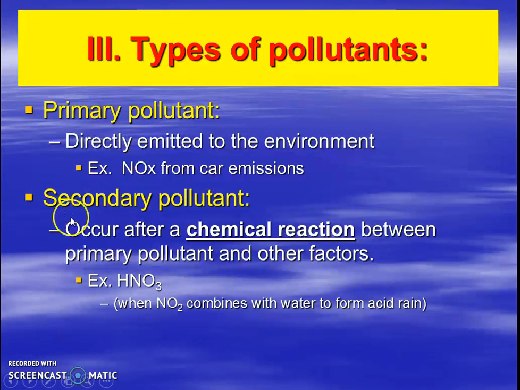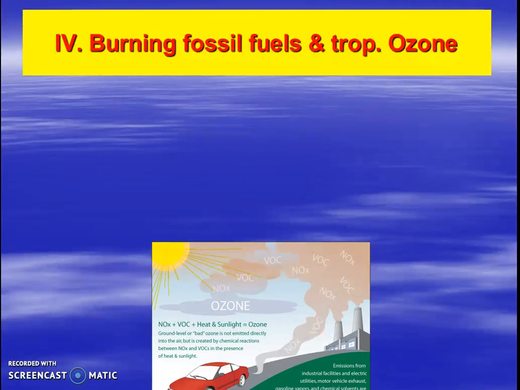This should sound a lot like a point source pollutant. A secondary pollutant has gone through a chemical reaction. So that same NOx from the car emissions, if it reacts with water, will form HNO3. That's nitric acid. That's acid rain. So the difference, again, is this is directly from a point source. This is that point source pollutant interacting and going through a chemical reaction, a transformation, and forming something else such as acid rain.